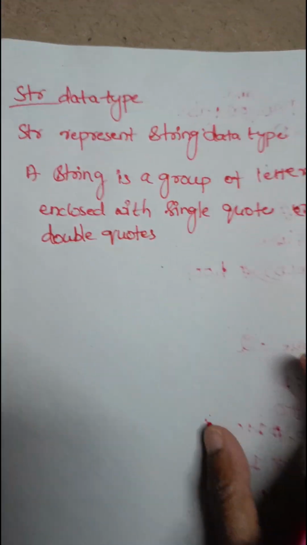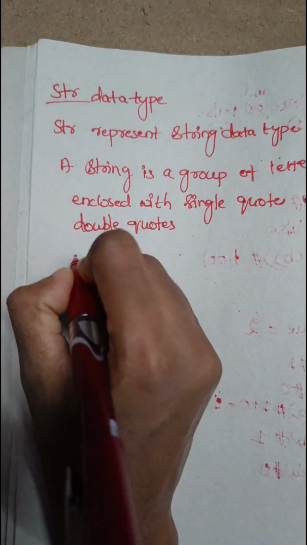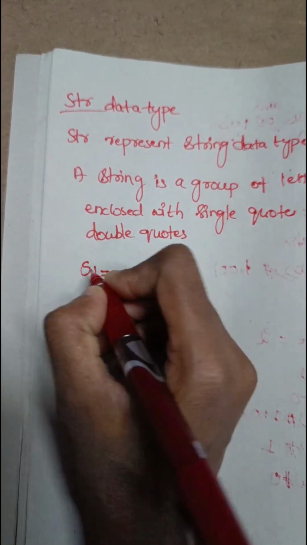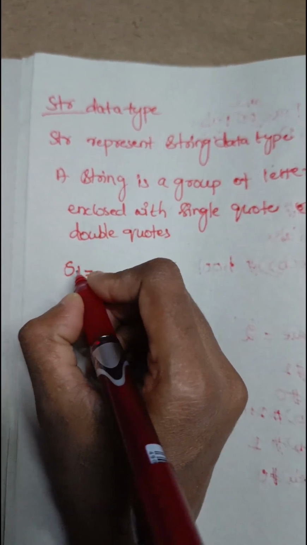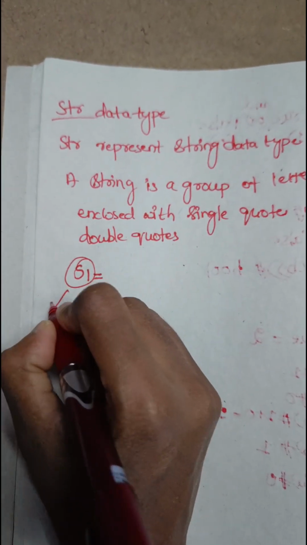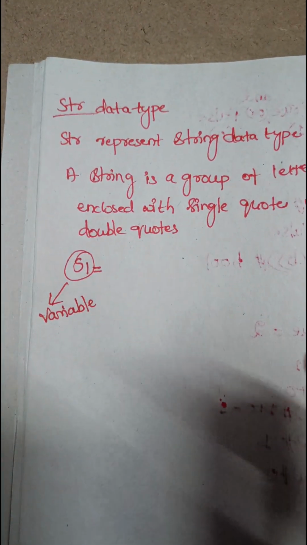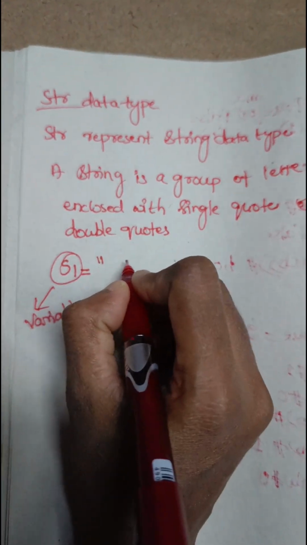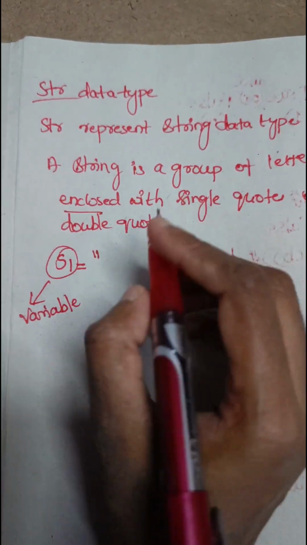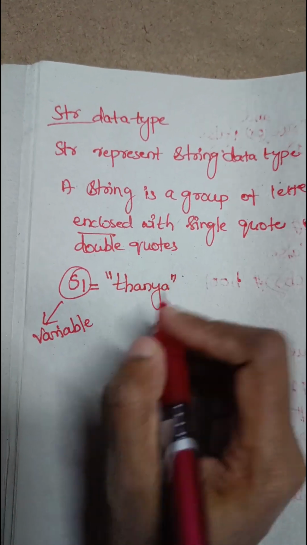Okay, so this is basically enclosed with single quotes or double quotes. So now I'm taking a variable name as s1. This s1 is going to store the value. Now see here, s1 is called our variable, right? In the beginning of the classes we discussed that there are certain rules and regulations to declare a variable. Now s1 is equal to, as I told you here, enclosed with double quotes or single quotes. I am writing Tanya in double quotes.